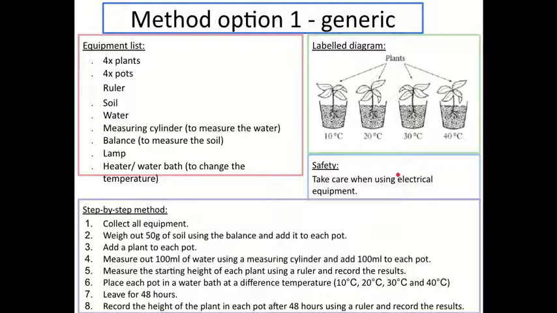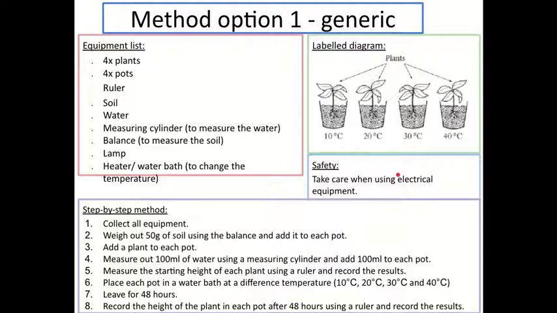So I've started with collect all equipment, and this will be the start of most of your methods. Because we've already listed the equipment up the top, we don't need to list it all again. Then I've said, weigh out 50 grams of soil using the balance and add it to each pot. So I said how I'd weigh it out by saying I'd use the balance, and that's quite important. Add a plant to each pot, don't leave that step out. Measure out 100 mils of water using a measuring cylinder and add 100 mils to each pot. So again, I've mentioned the equipment I would use to measure, the measuring cylinder, and I've mentioned the exact volume of water and then what I did with that water as well.